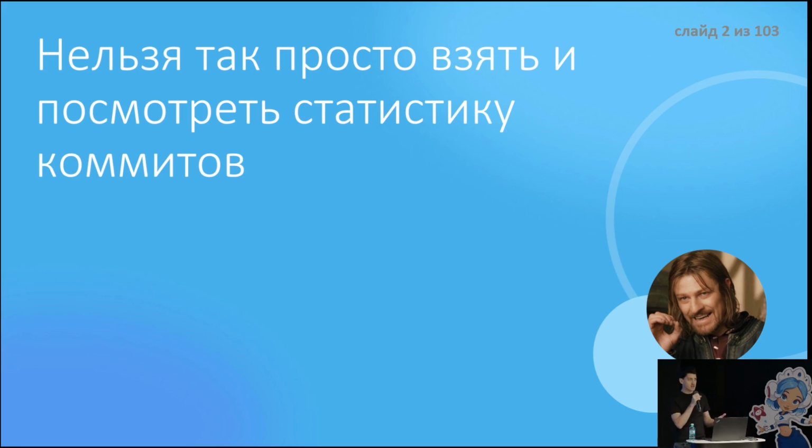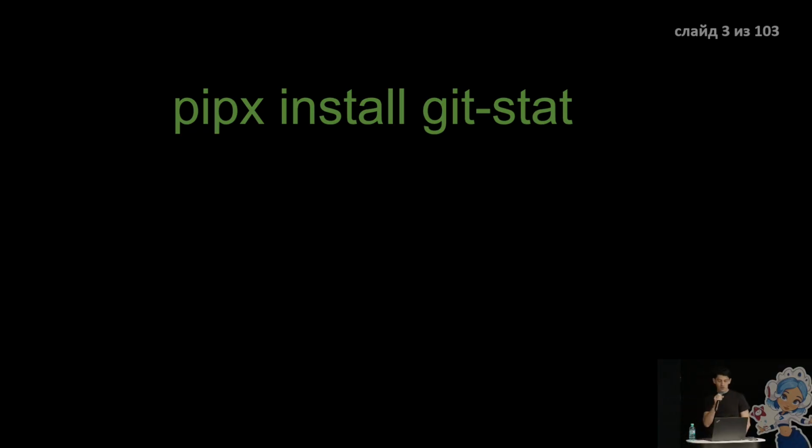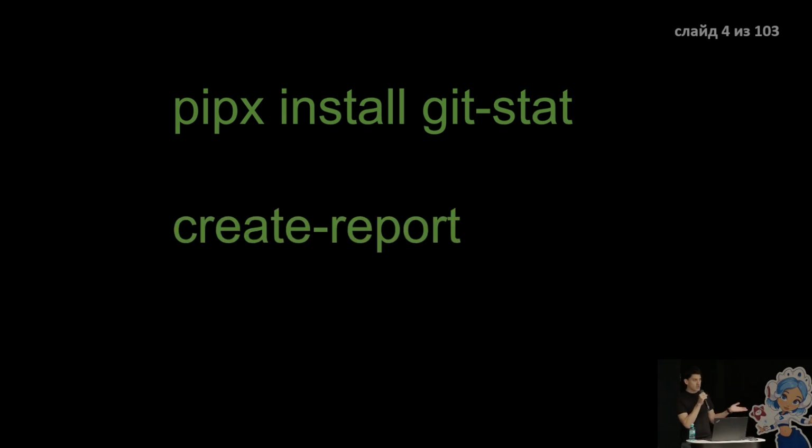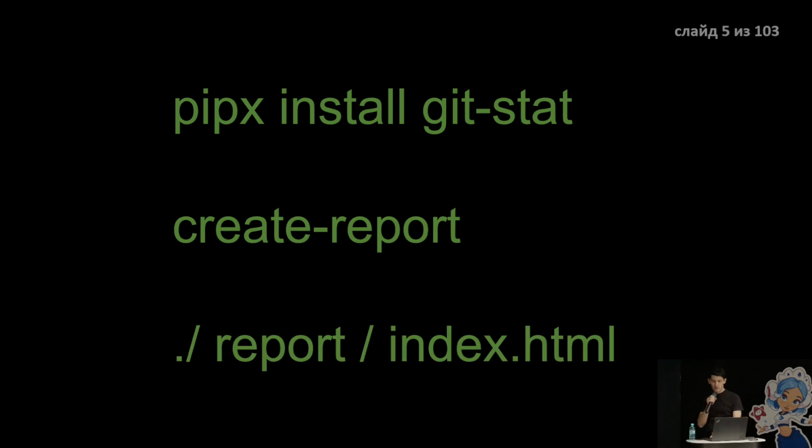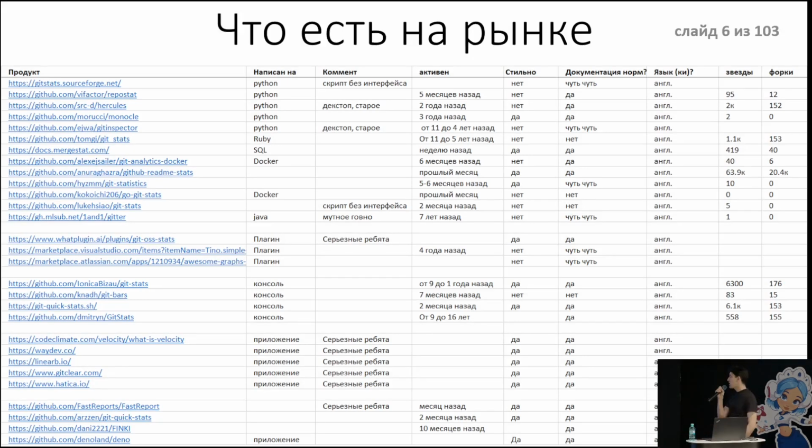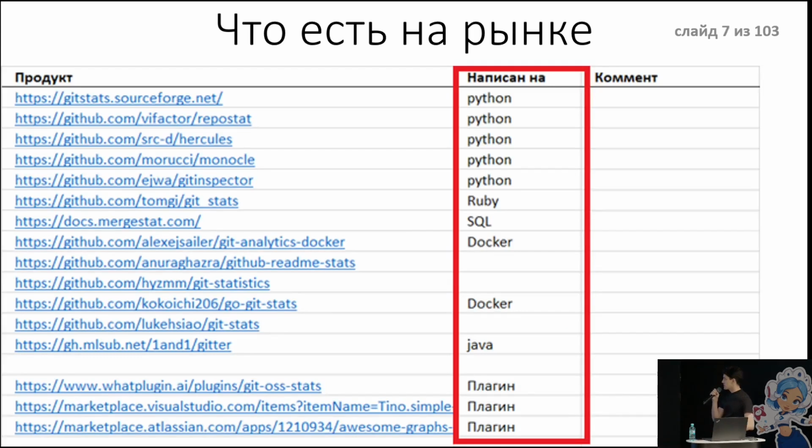What did I expect when I started working with this topic? I expected that pipx install would install a package, for example, gitstat, and then the console command would create an HTML report with graphs. But it turns out that there are so many solutions on the market. Most of these solutions are scripts, in Python by the way. Since I was a front-end developer, I had to install Python, figure it out, fix some bugs. Some of the scripts that generated something generated broken builds, and it was very difficult to see the statistics.